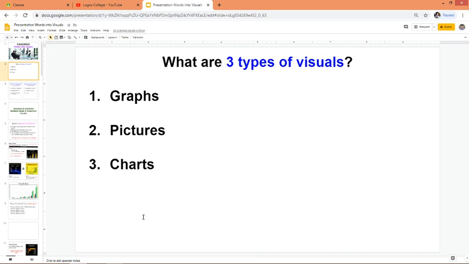I forgot, I don't know what unit it is. I don't have the book, but I know it says visuals, effective visuals.